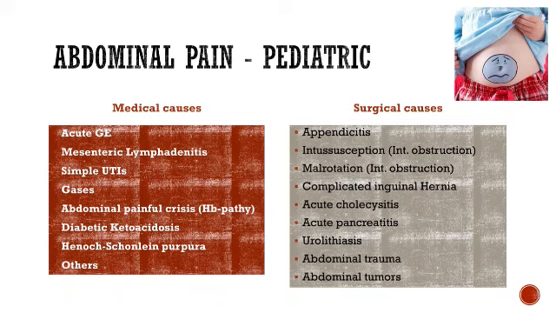We have a medical cause and we have a surgical cause. So sometimes the pain originates from a medical condition like acute gastroenteritis, acute mesenteric lymphadenitis, urinary tract infection, gases, painful crisis in hemoglobinopathy, and so on. But certainly we will concentrate on surgical conditions like appendicitis, intussusception, acute cholecystitis, acute pancreatitis, urolithiasis, meaning renal stones and urology stones, and abdominal trauma, tumors, etc.